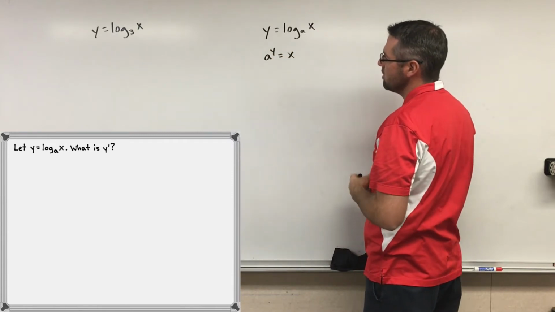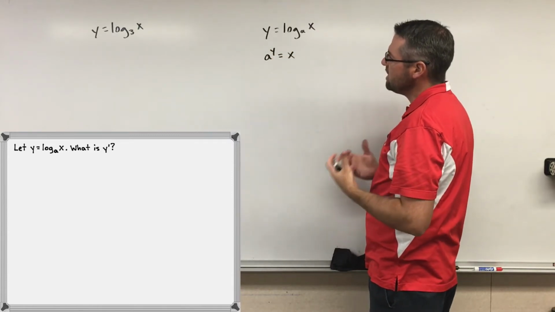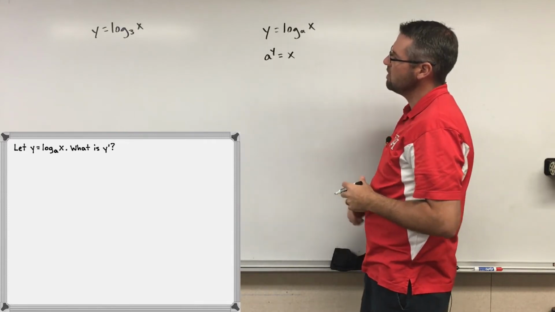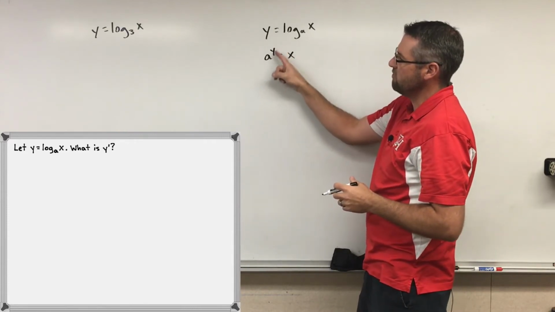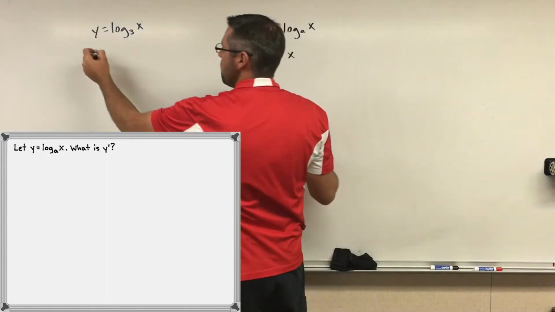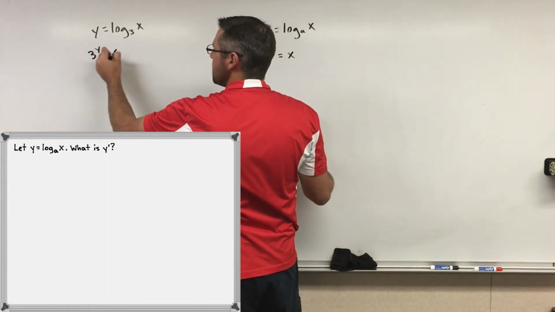Just using the rules of logs, the definition of log. From here, I can actually take the derivative of this because this is an exponential function. Let me go ahead and rewrite this over here the same way. That would be 3 to the y equals x.